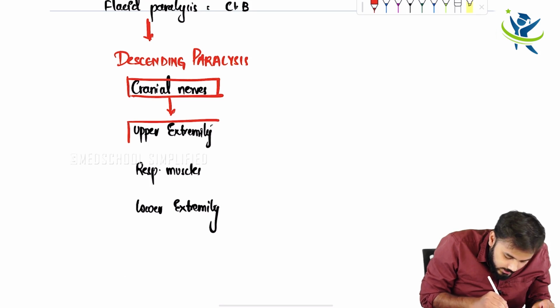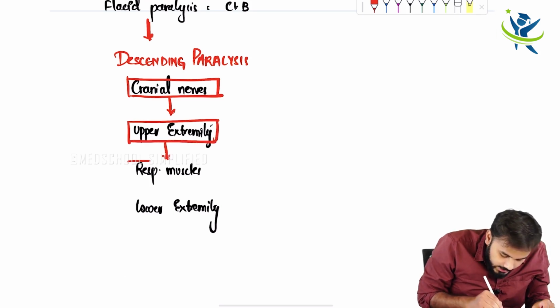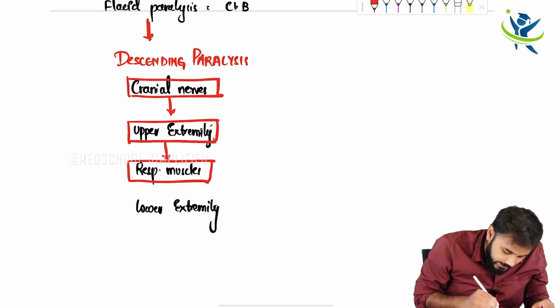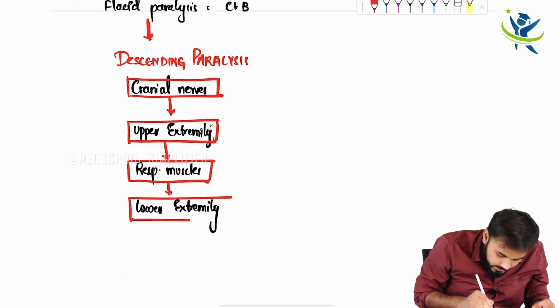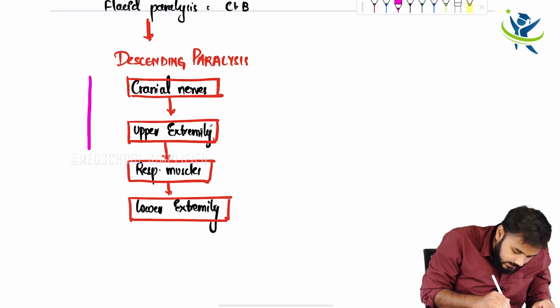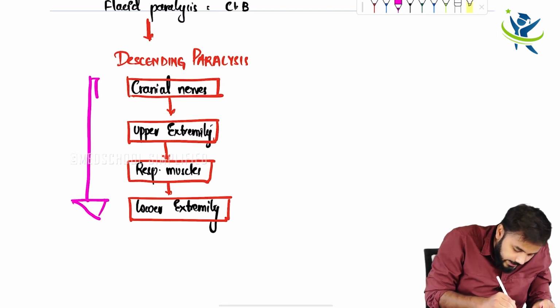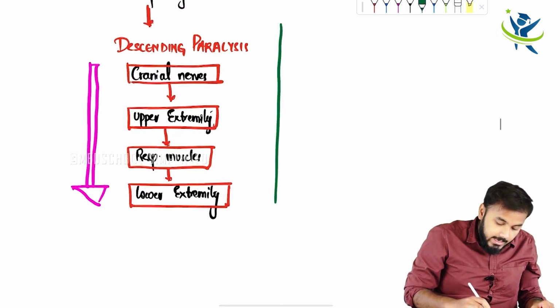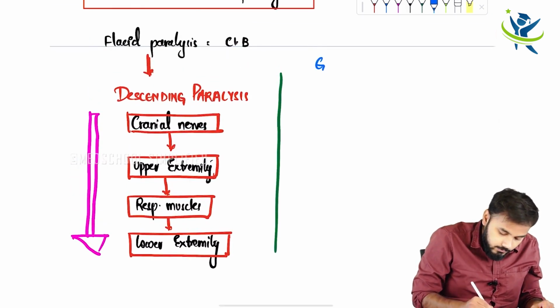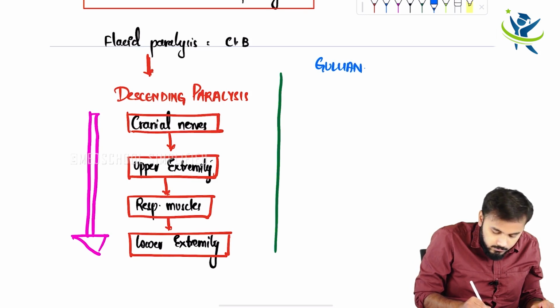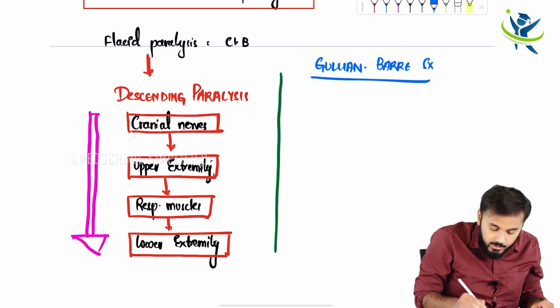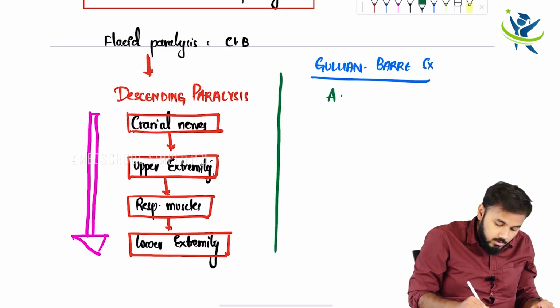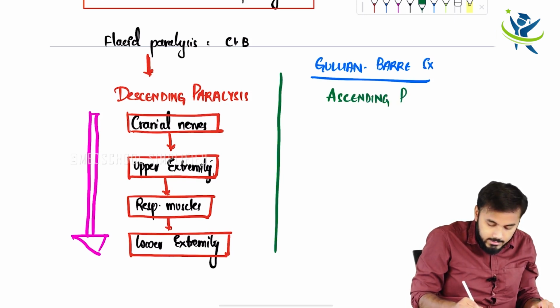After that, you see it in the upper extremity. Then slowly, gradually, the paralysis will go down to the respiratory muscles and finally to the lower extremity. So such type of paralysis is called descending paralysis. Whereas in Guillain-Barré syndrome, the paralysis which you see is called ascending paralysis. Ascending.